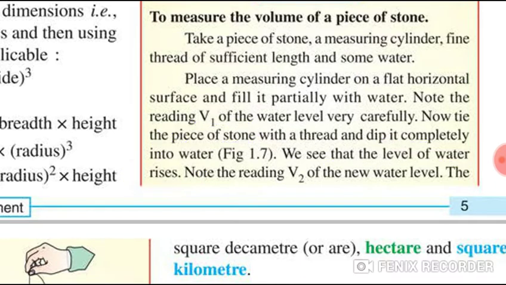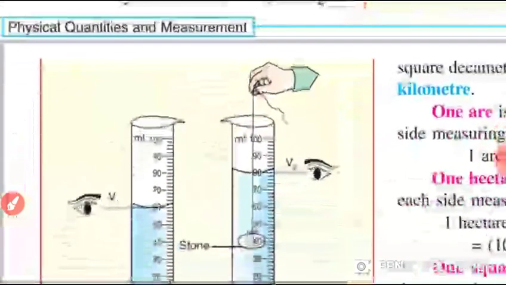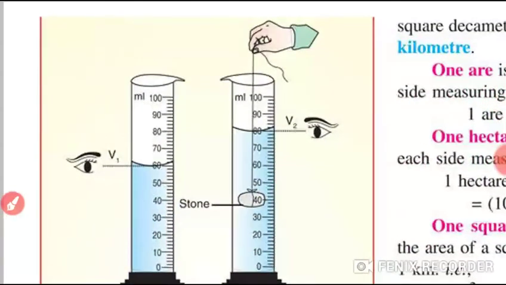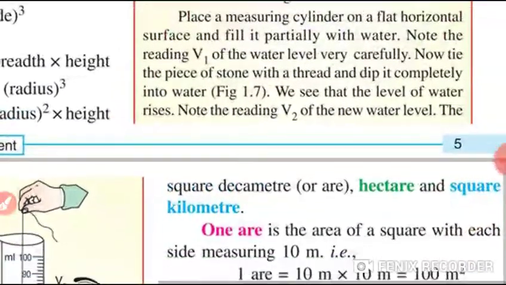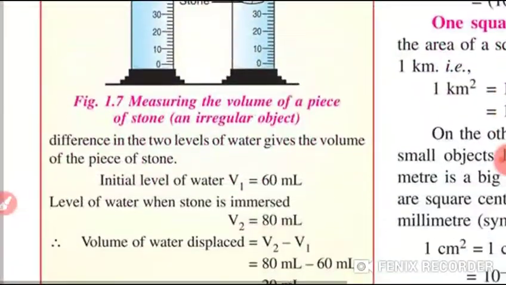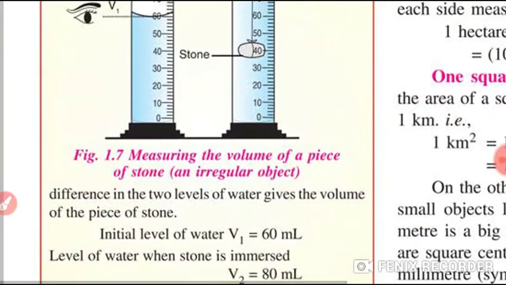Now I will show you in the diagram. Look, when this thread is immersed, the stone is immersed in this water, the level of the water increases. Now we will mark it as V2. Now the difference in the two levels of water will give you the volume of the piece of stone.